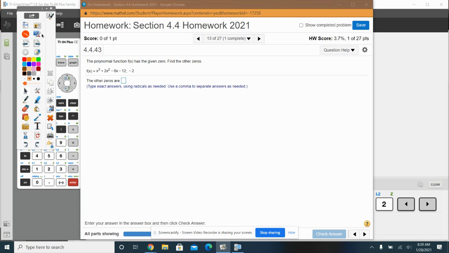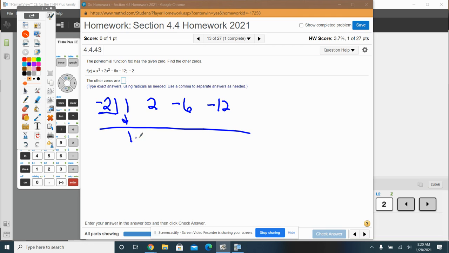Well, since negative 2 is a 0, I can put it in the box and I could divide it out. What this will allow me to do, put the coefficients here, 1, 2, negative 6, negative 12, is verify that it is a 0 because I'm going to get a remainder of 0. But it's going to make me turn this x cubed into an x squared. And I'm going to like that because I'm going to show you why. So let's have our party.